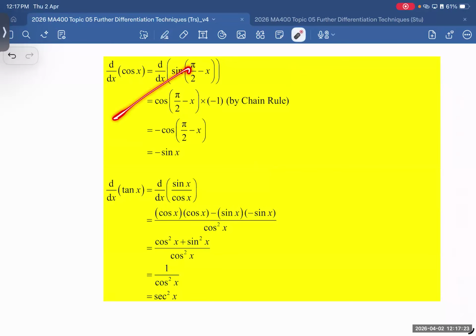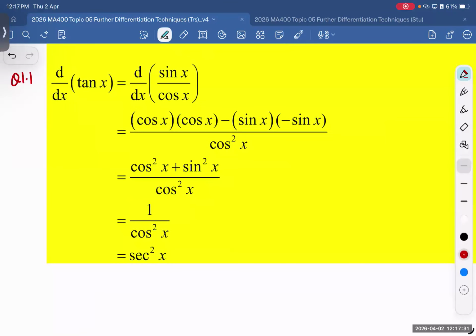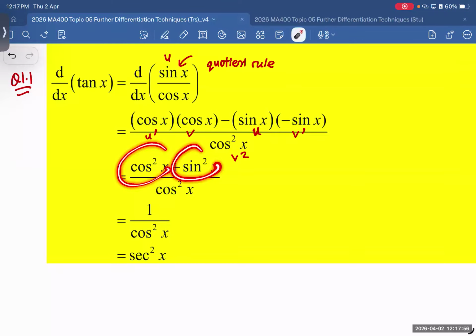This one, ignore first. You all haven't learned chain rule for trigo yet. I'll go through in a while. This is question 1.1. You can see that here I'm applying the quotient rule. This is my u, then this is u prime v minus v prime u, over v squared. After which I look at my sine squared and cosine squared. Sine squared plus cosine squared equals 1.